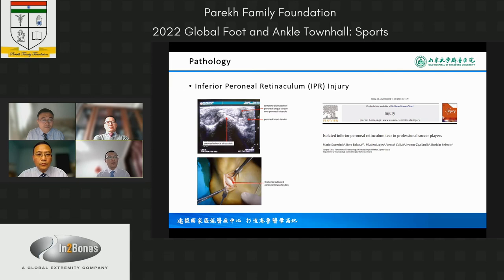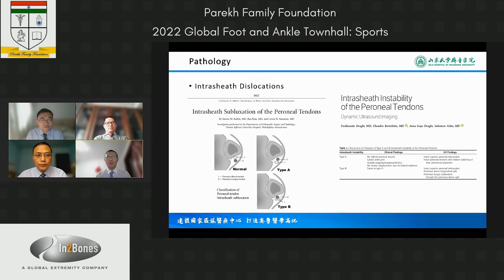Some have also found that injury to the inferior peroneal retinaculum can cause peroneal tendon subluxation or dislocation, mainly in athletes. There is also an interesting type of dislocation within the tendon sheath, intrasheath subluxation of the peroneal tendons, which has two subtypes. Type A is intact tendons with relative switching of their anatomic alignment. Type B is a longitudinal split within the peroneus brevis tendon through which the longus tendon subluxates.